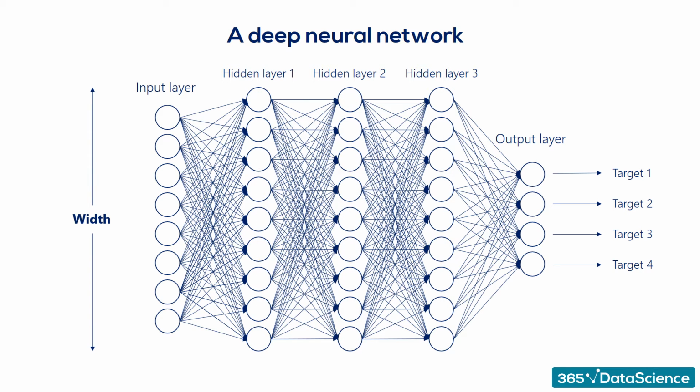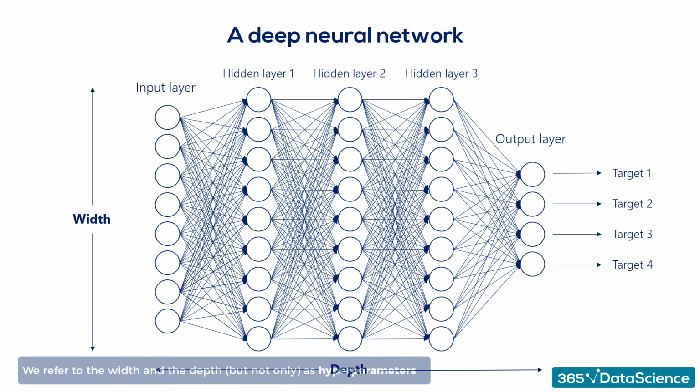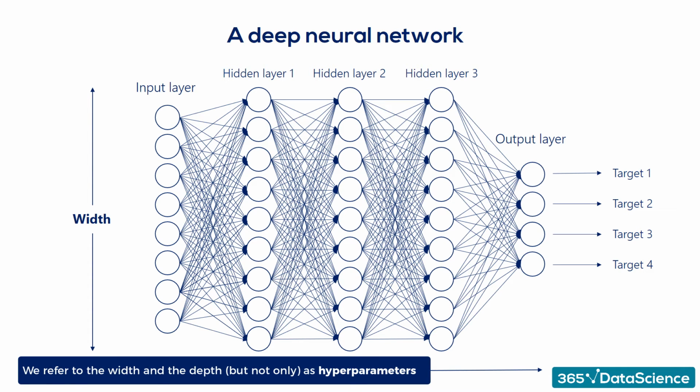Okay, we saw how wide a deep network is. Let's examine how deep it can be. Depth is an important ingredient, as it refers to the number of hidden layers in a network. When we create a machine learning algorithm, we choose its width and depth. We refer to these values as hyperparameters.